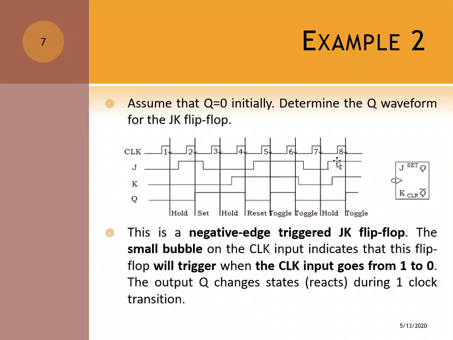And then you can see in the middle of the clock, in between 7 dengan 8 ni, J bertukar menjadi 1, K menjadi 1. So, yang ni adalah mode toggle. Tapi mode toggle ni tidak lagi activated sehinggalah negative edge triggered of clock 8. Barulah dia menjadi toggle. Dan daripada Q0 dia akan jadi Q1. Okay. So, that's how the operation of JK flip-flop.